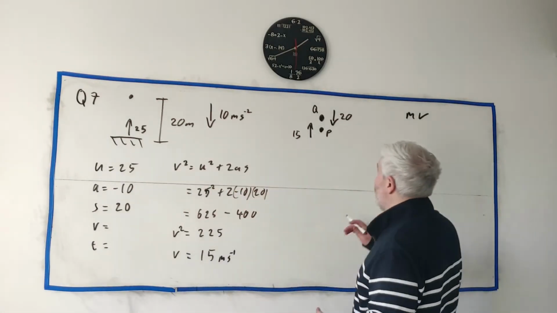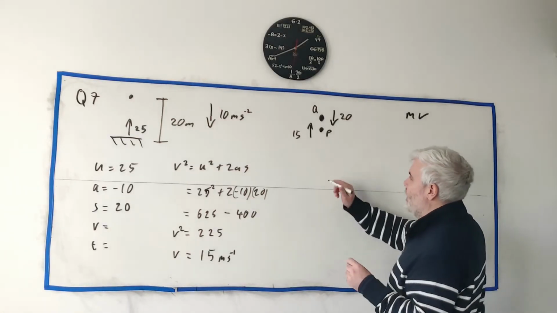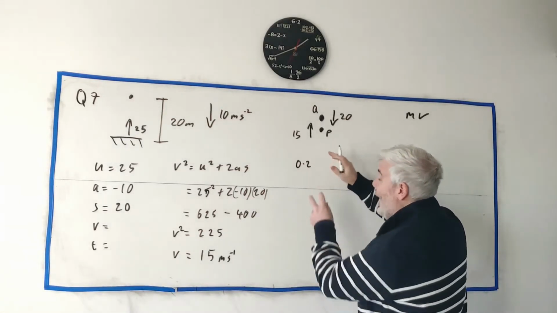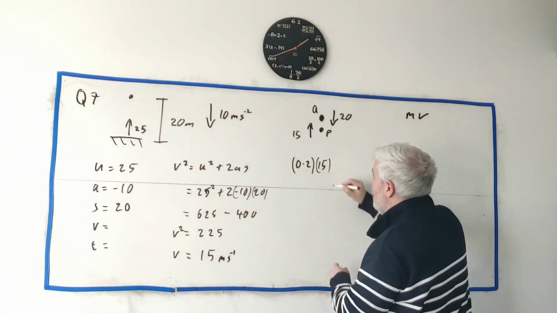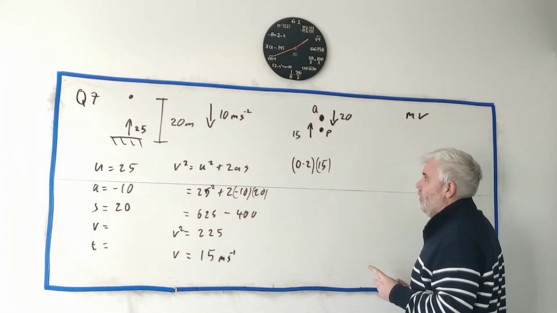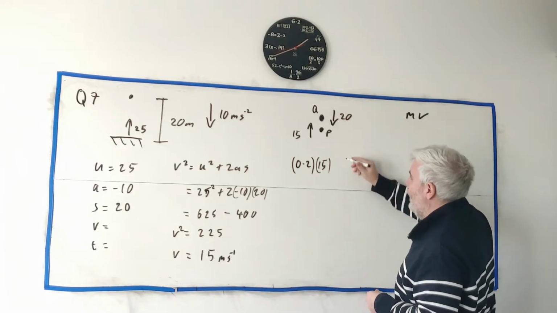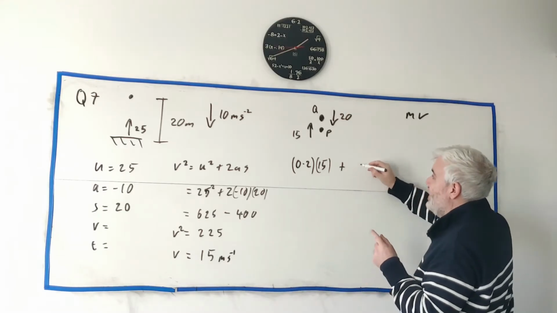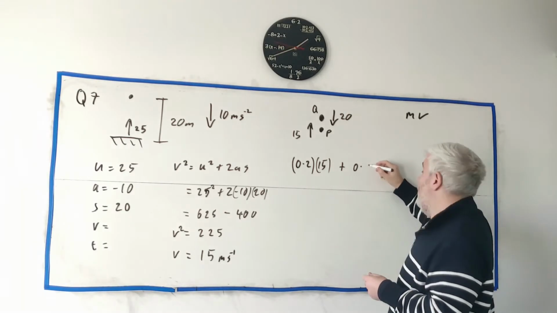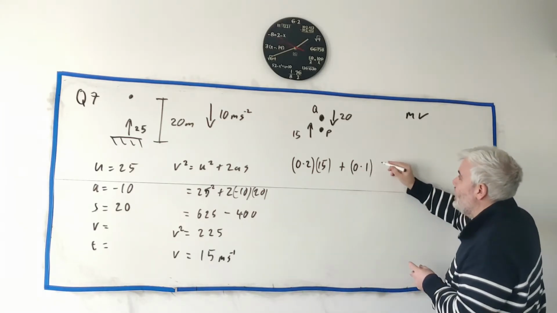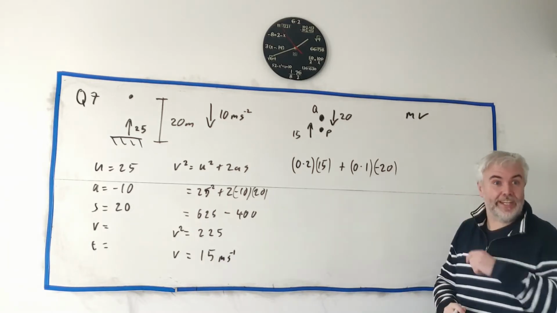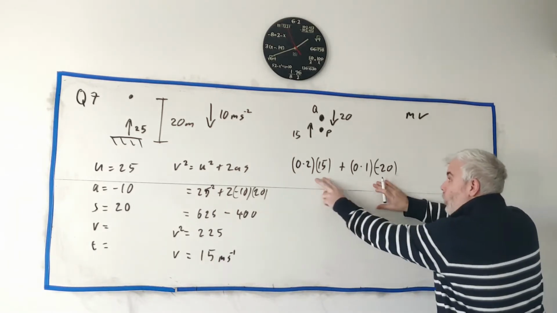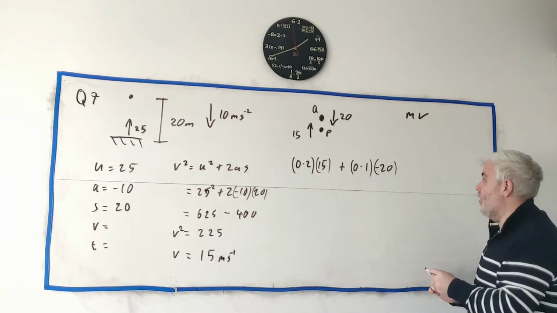So the momentum before this collision is 0.2, the mass of P, multiplied by V, its velocity, going up 15. And the momentum of the second guy, let's add that on. His mass is 0.1 and he's going speed 20, or be careful, it's minus 20 because he's going down. This is the total momentum before the collision.